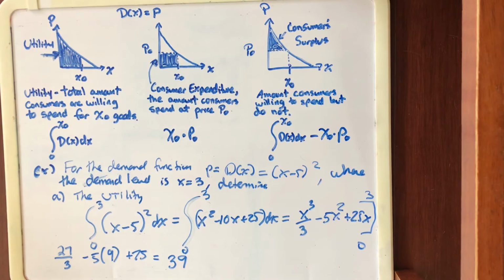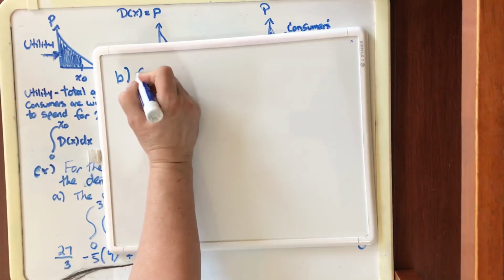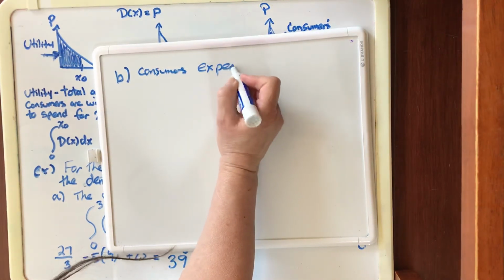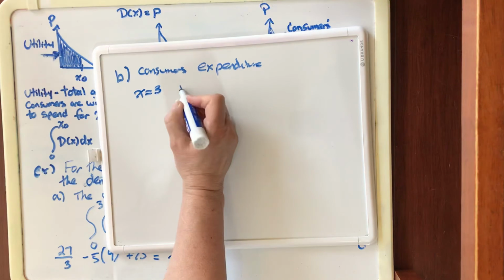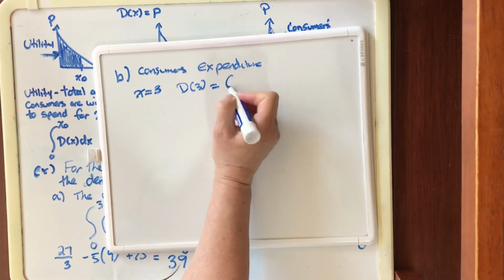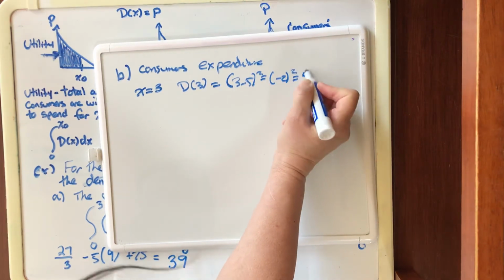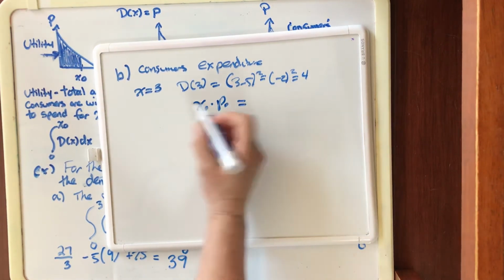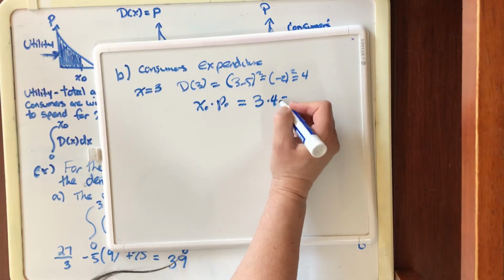Now the question is going to say, find the consumer's expenditure. Okay, so B, consumer's expenditure. We know X is 3. So D of 3, if we put it into our function, we have 3 minus 5 squared, which is negative 2 squared, which equals 4. Remember, consumer expenditure is X naught times P naught. In our case, our X naught is 3, and our P naught is D of 3, which is 4. So that's 12.